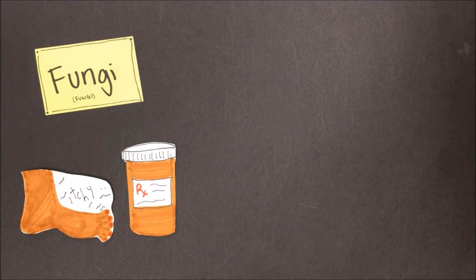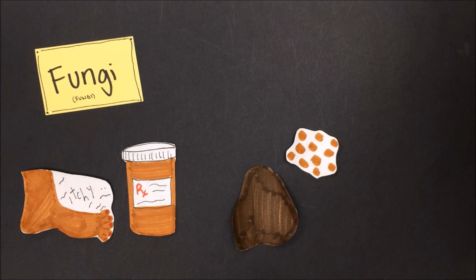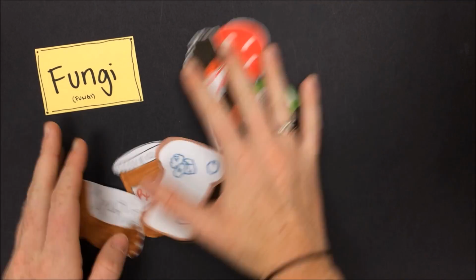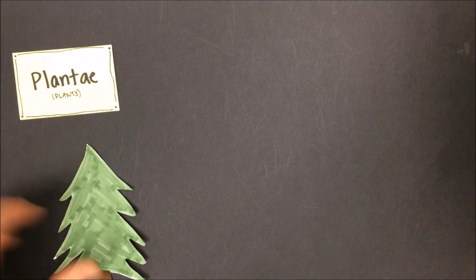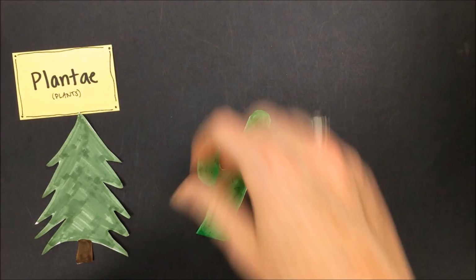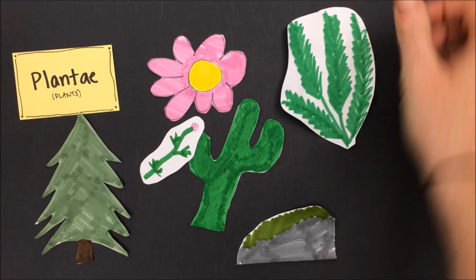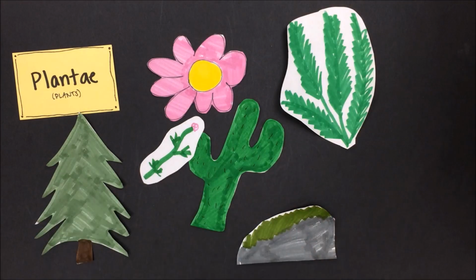Fungi include imperfect fungi such as penicillium and the fungus that causes athlete's foot, sac fungi like truffles and yeast, club fungi, our most popular and famous fungi, and thread-like fungi such as bread mold. Plants include gymnosperms, which do not have flowers or fruits, angiosperms that produce flowers and fruits, seedless non-vascular plants such as mosses that do not grow very tall, and seedless vascular plants such as ferns that reproduce using spores.